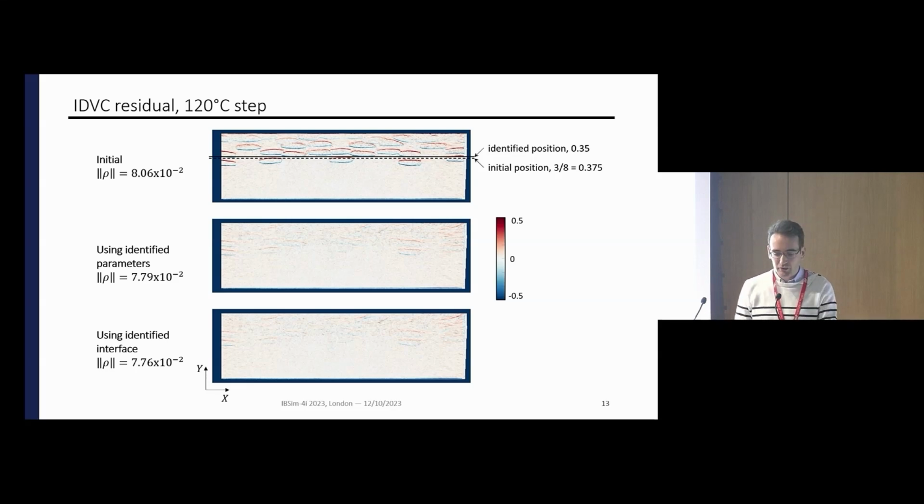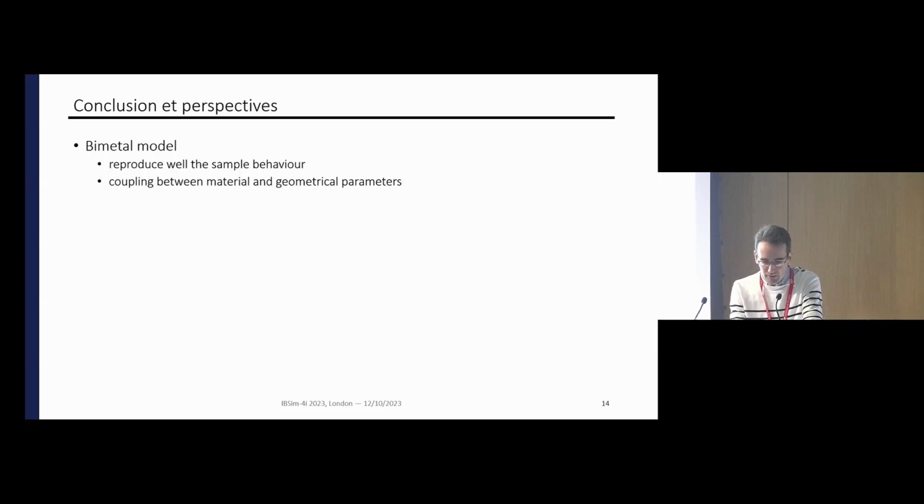So the initial guess was not so bad. The interesting thing is that this interface is at a position that doesn't match at all what we could have found if we had done some kind of average position of the tow. And a quick conclusion is that in this particular case, the meta model is able to reproduce well the behavior of the sample.